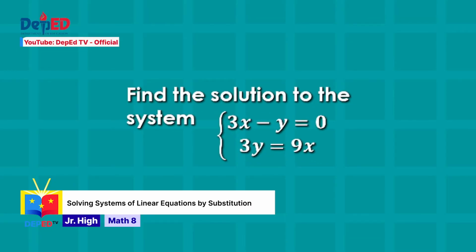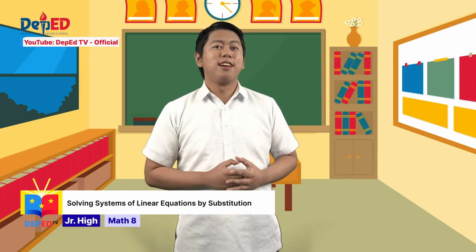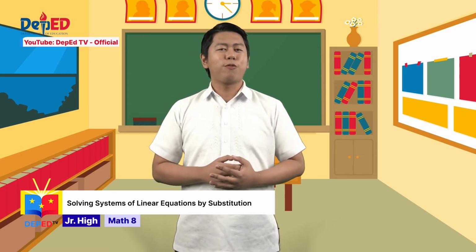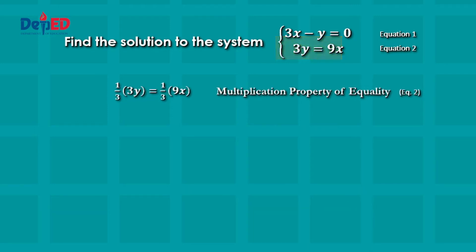3x minus y equals 0 and 3y equals 9x. Again, it does not matter which variable you will choose to be written in terms of the other. The goal of this is to develop your decision-making skills and see if you can plan ahead of your solution. For this case, we will use the second equation, 3y equals 9x, since we can multiply both sides of the equation by 1/3. This will give us y equals 3x.